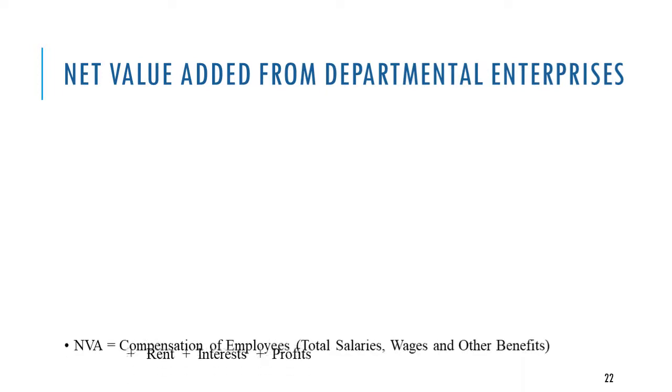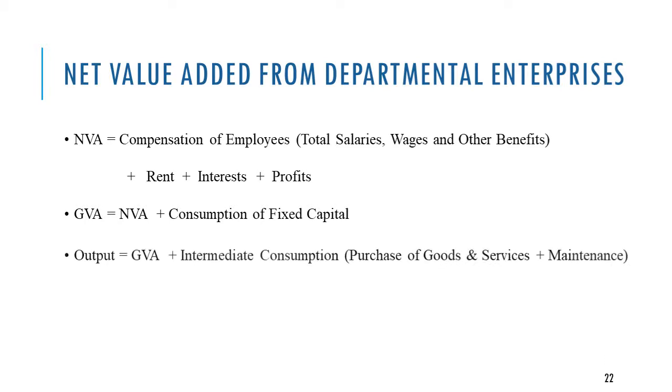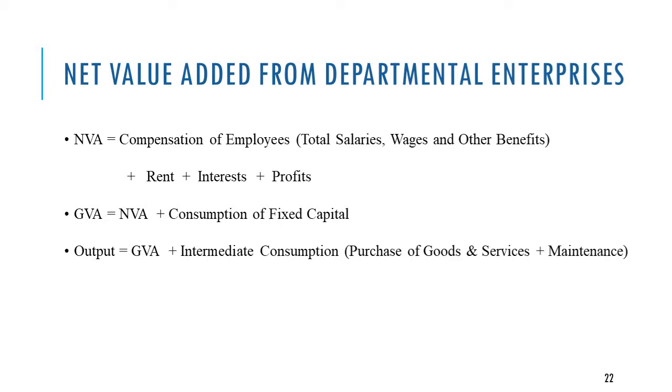The net value added from departmental enterprises is the sum of compensation of employees, rent, interest and profits of the departmental enterprises. Gross value added is the sum of net value added and consumption of fixed capital, and output is the sum of gross value added and intermediate consumption.